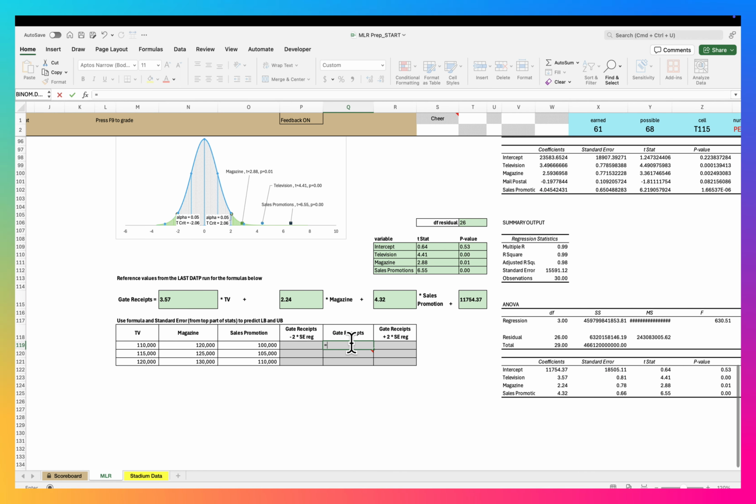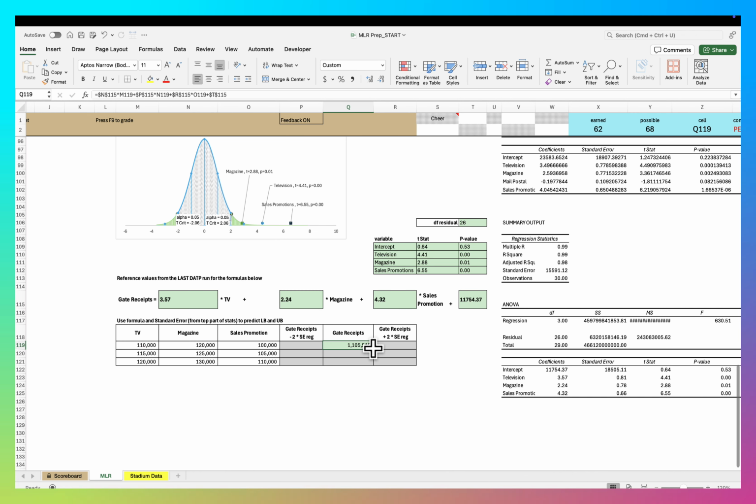So our formula is equal to 3.57, oops, which I need to lock because it's not here, not in this table, times the TV value that we're going to try, plus the 2.24 locked times the magazine value, plus 4.32 locked times the sales promotion value, plus the intercept, which gets locked also.